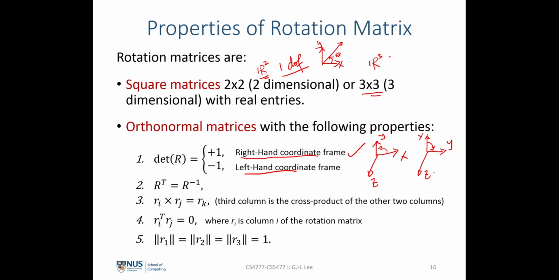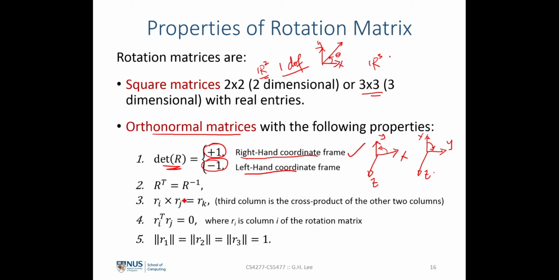So the difference between these two reference frame systems is that the rotation matrices expressed in the right-hand coordinate system will always have a +1 determinant, and the rotation matrices defined with the left-hand coordinate frame will always have a -1. Since the rotation matrix is an orthonormal matrix, this means that the transpose of the rotation matrix is equal to the inverse of the rotation matrix.